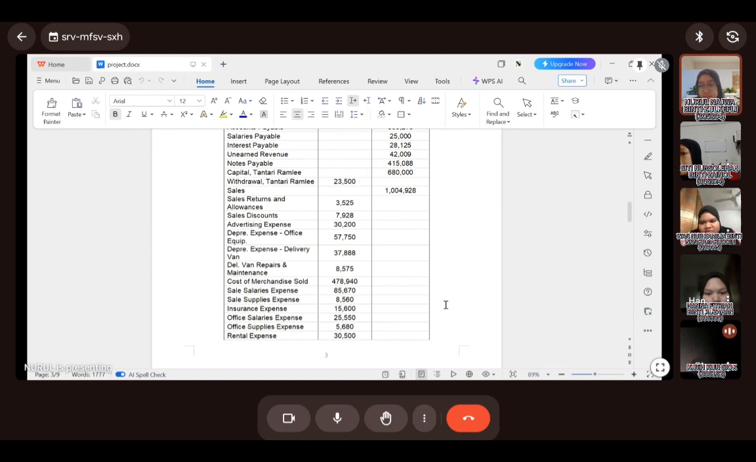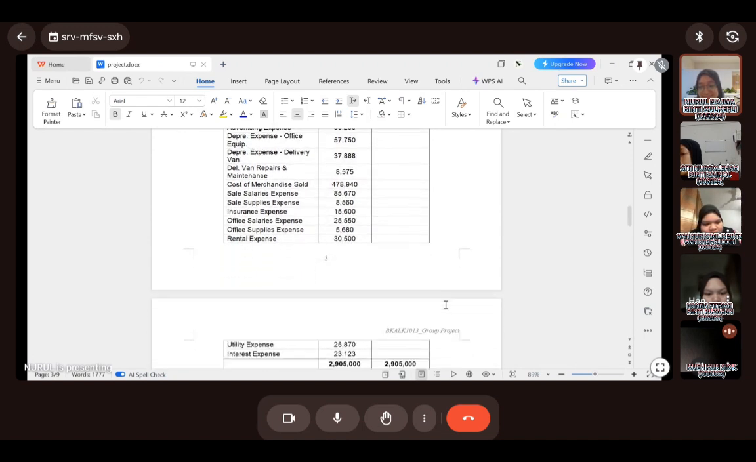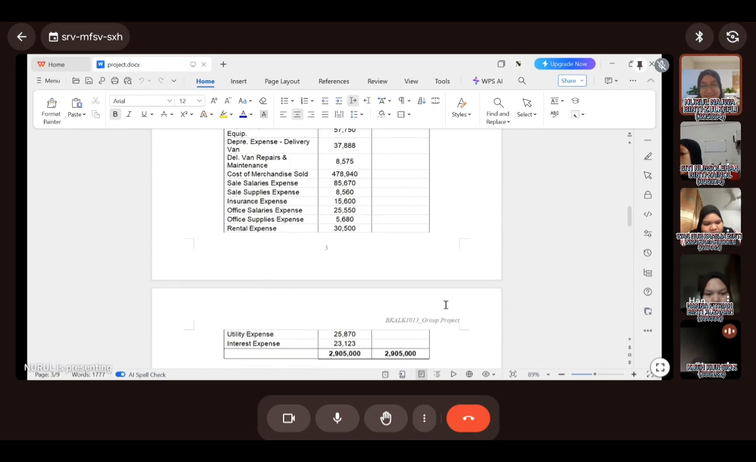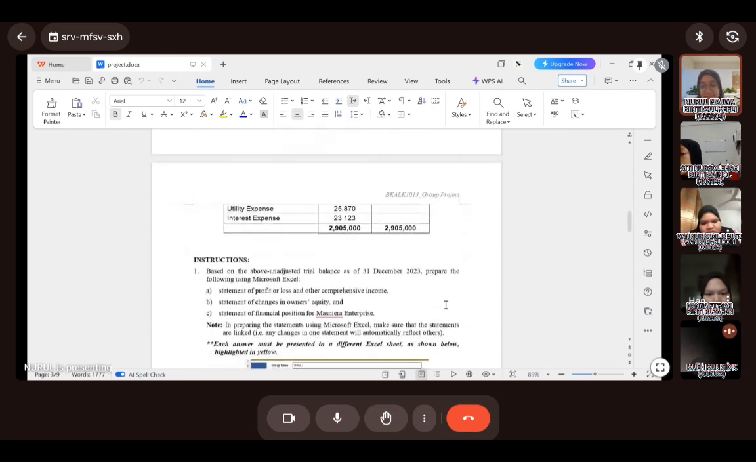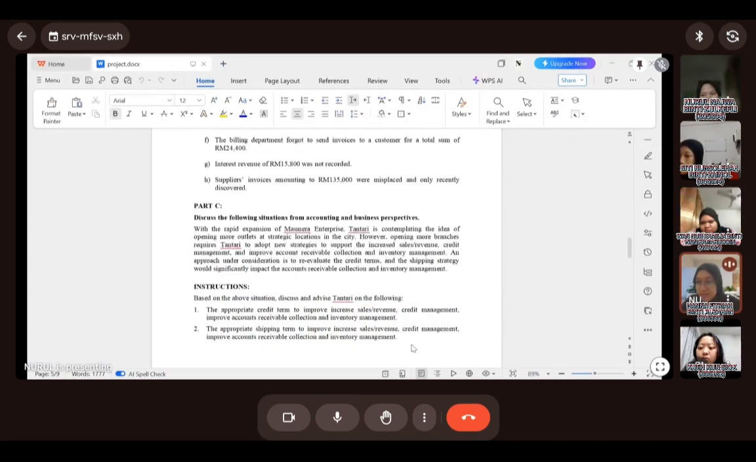Absolutely. So far, it seems like we have a mix of adjustments that will impact both sides of the accounting equation. How do you all feel about summarizing these adjustments in our final report? Great idea. We can create a section that outlines the adjustments and their impact on the net income. What do you think, Cik Ah?